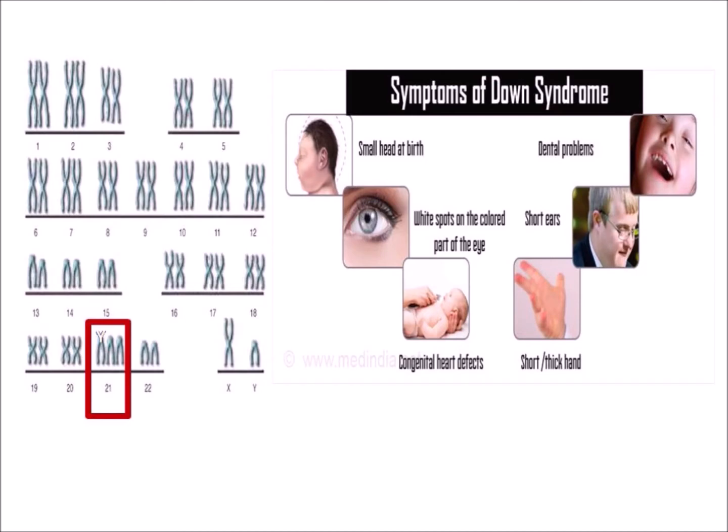This slide shows the karyotype and symptoms of Down syndrome. Down syndrome is otherwise called trisomy 21. See the marked region in the karyotype of the 21st chromosome. Instead of 2, 3 chromosomes are there. That is why it is called trisomy 21. As I mentioned earlier, the symptoms of Down syndrome are shown with the figures.